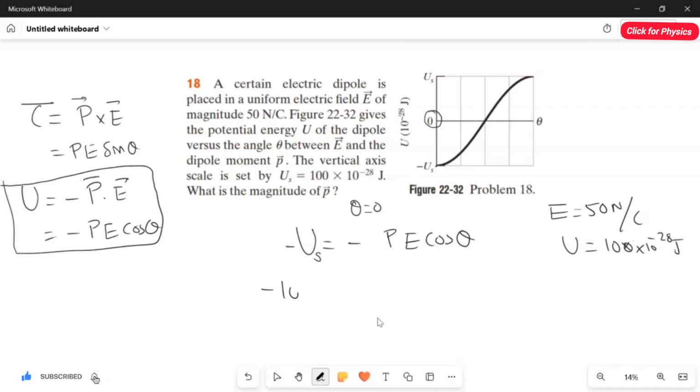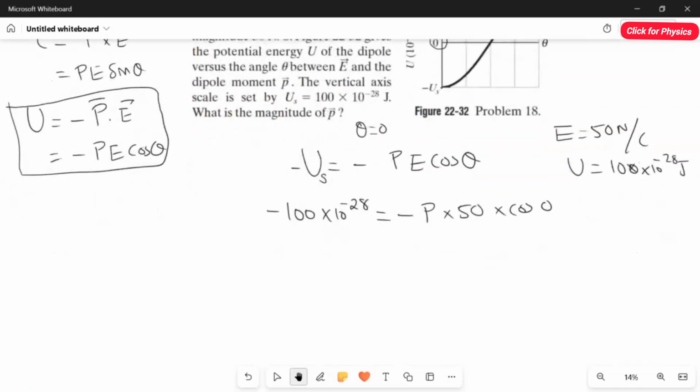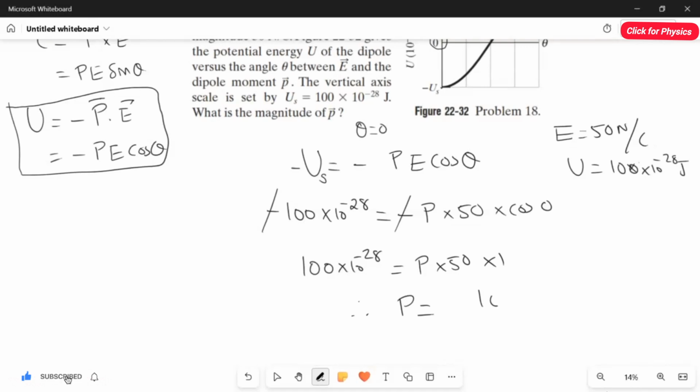100. So minus 100 multiplied by 10 to the power of minus 28 is equal to minus P, because we are going to find the value for the dipole moment P, and the electric field is 50, multiplied by cosine of theta, which is 0. So cosine of 0 becomes 1. So what is remaining? We can cancel the negative on both the left-hand side and right-hand side, and cosine of 0 becomes 1. So this term multiplied by any number will be the same number. So we have 100 multiplied by 10 to the power of minus 28, which is equal to P multiplied by 50 multiplied by 1. Therefore P is equal to 100 multiplied by 10 to the power of minus 28 over 50.